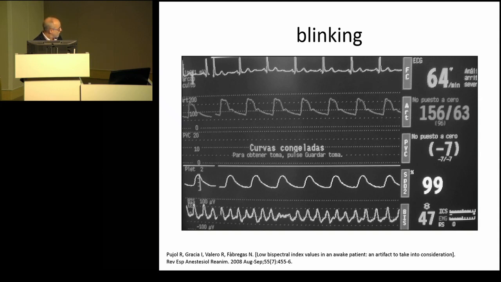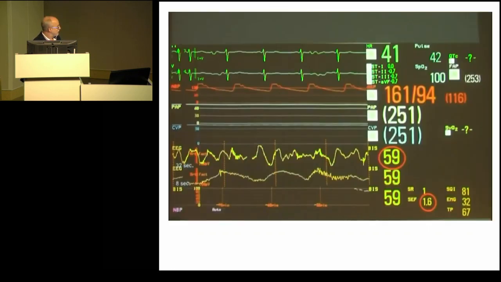And this was interpreted by the machine as delta wave, and the BIS number was 47. As soon as the patient received 1 milligram of midazolam, stopped blinking, and the BIS increased to 89. So you have to be careful interpreting just the number.